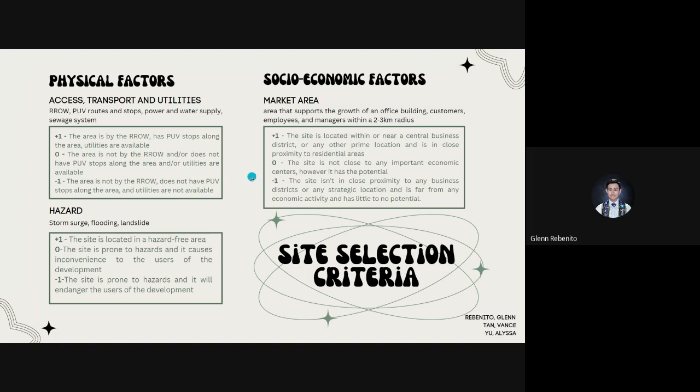And for hazard, the plus one should be a hazard-free area that will not cause trouble to the tenants and the users. And for the socioeconomic factors like the market area, in order to get a plus one rating, the site should be in a really strategic location, such that it's near a central business district or near residential areas, so it's easy for the users and the customers.